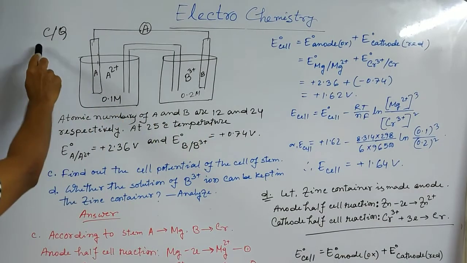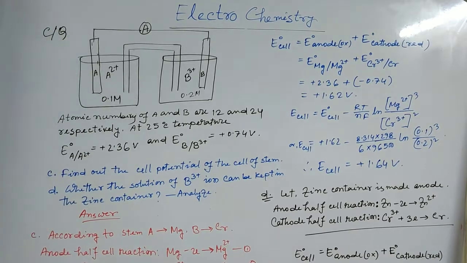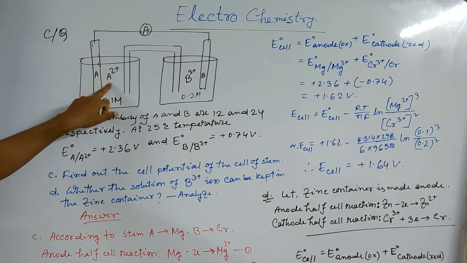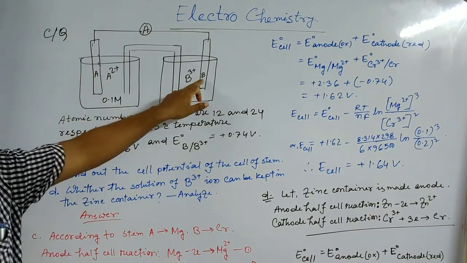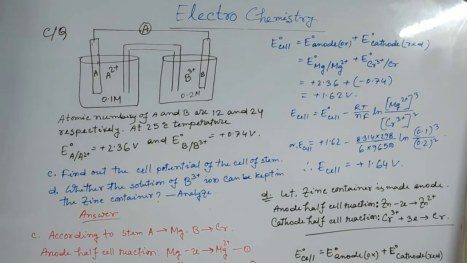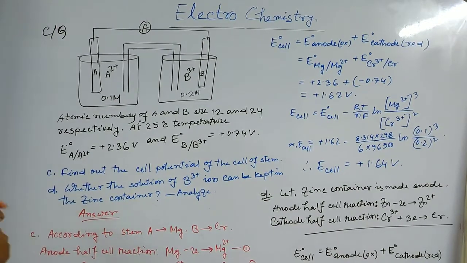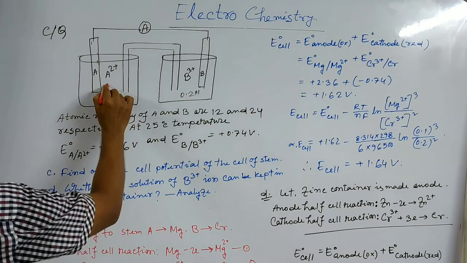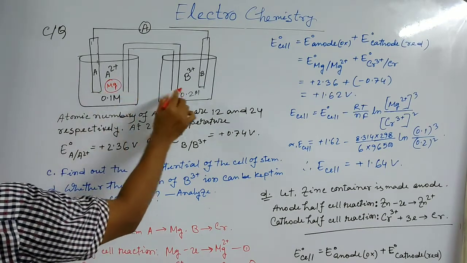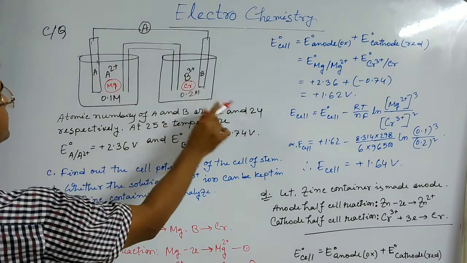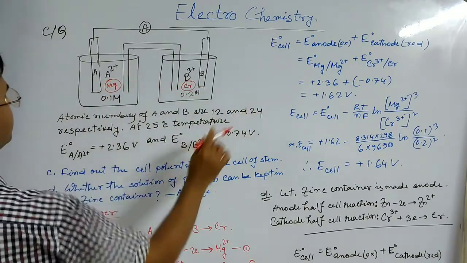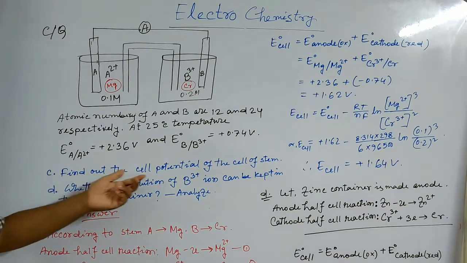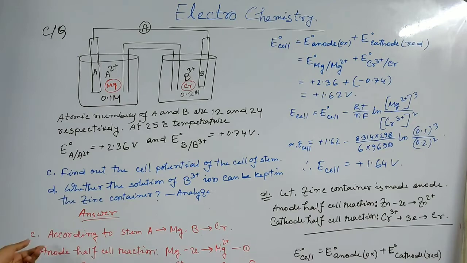My dear students, now I am going to show you a creative question. Here A converts into A2 plus and B3 plus converts into B. Actually, according to the information of the creative stem, A stands for magnesium and B stands for chromium, because the atomic masses of magnesium and chromium are given here. And what is the question? Find out the cell potential of the cell of the stem.